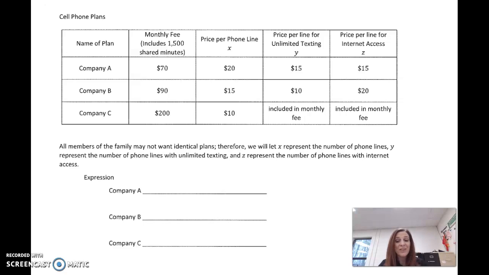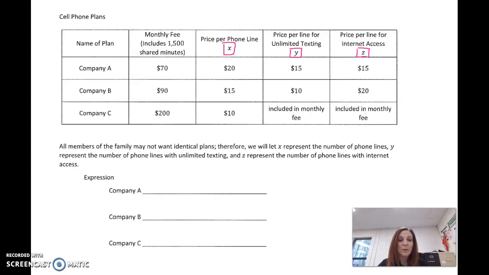Now, all members of their family might not want identical plans. So we're going to let X represent the number of phone lines, Y represent the number of unlimited texting lines, and Z represent the number of lines that want internet access, that want data. So we want to write an expression for each of the companies, and then we'll use that expression to figure out, based on what John's family needs, how much it's going to cost.